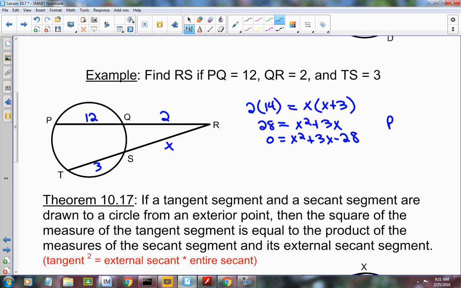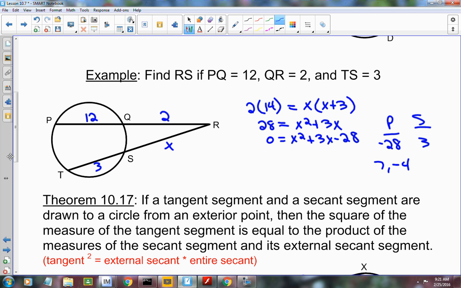So remember from the first of the year, we did product and sum, okay? And our product, you take and you multiply the first and the last coefficient together, that's negative 28. My sum is the coefficient of the middle term, which is 3. So then I have to find two numbers whose product is negative 28 and whose sum is 3. So what multiplies together to give me negative 28 and adds together to give me 3? No. Okay, 7 and negative 4. Good. That multiplies together to give me negative 28 and adds together to give me 3.